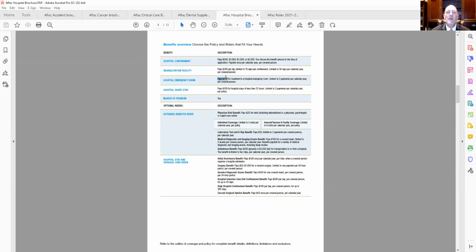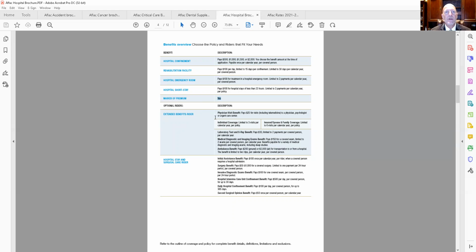We will pay $100 and it will pay two payments per year per person for any emergency room service. And if it is a short stay, which no one knows if it's going to be ER or just a short stay, it also pays $100 two times a year per person or per policy. And it's for a stay, as I said, of 23 hours or less. It does have a waiver of premium and it does have additional rider benefits, which do cost additional premium.